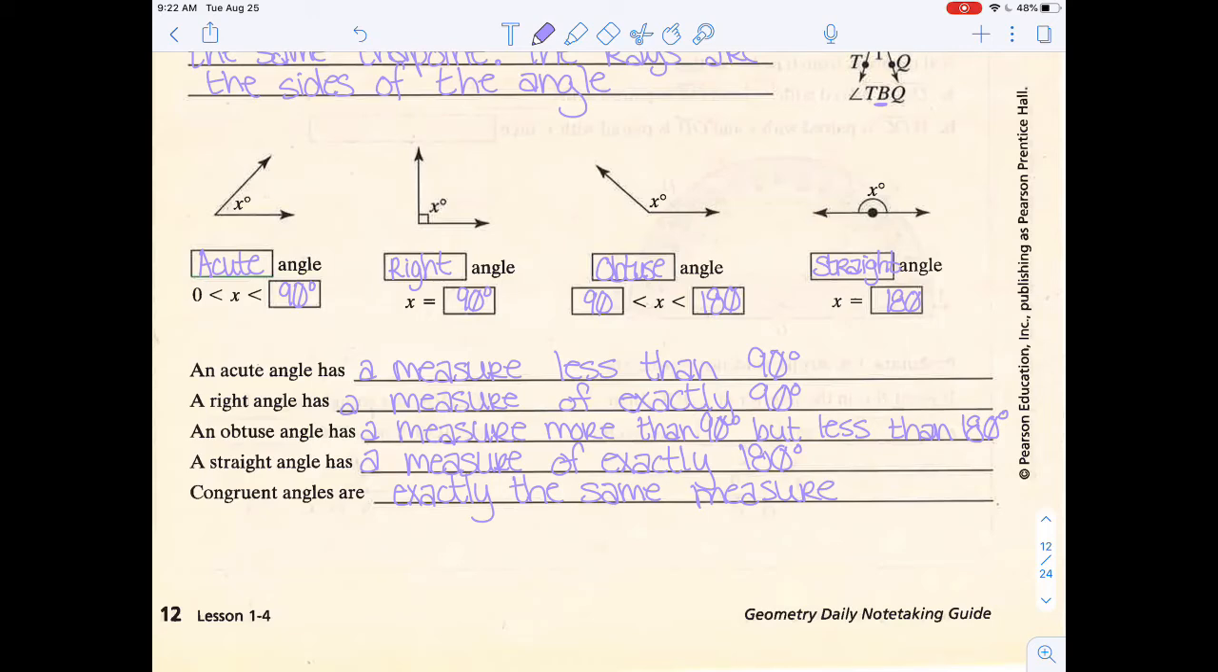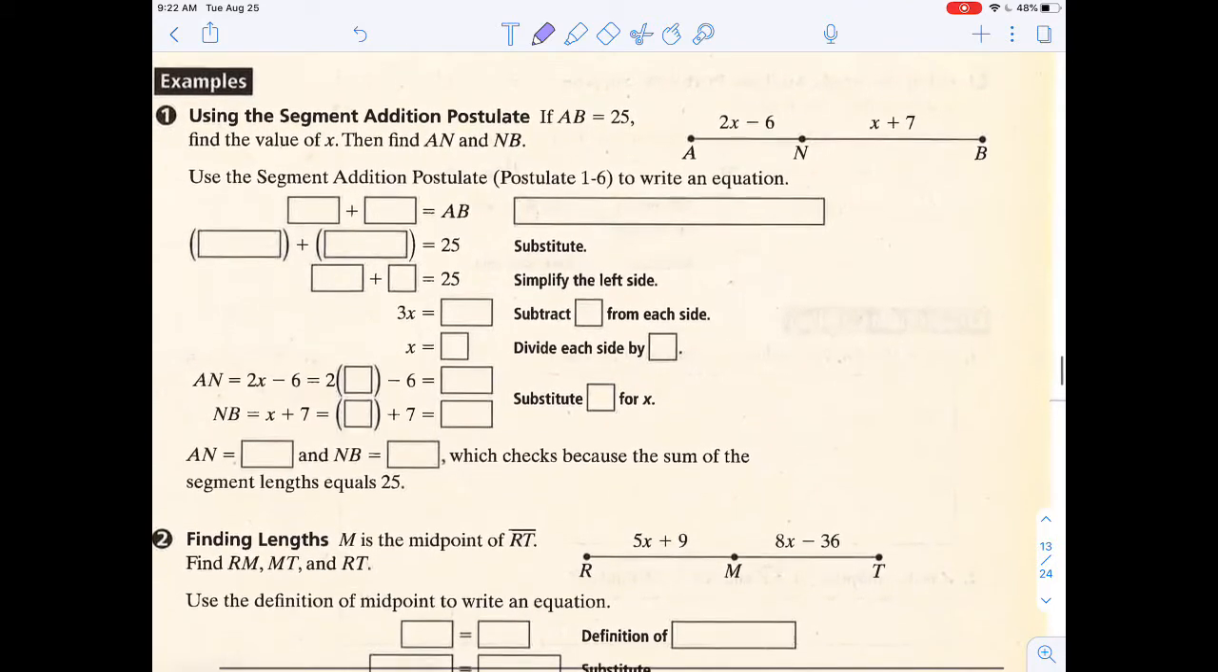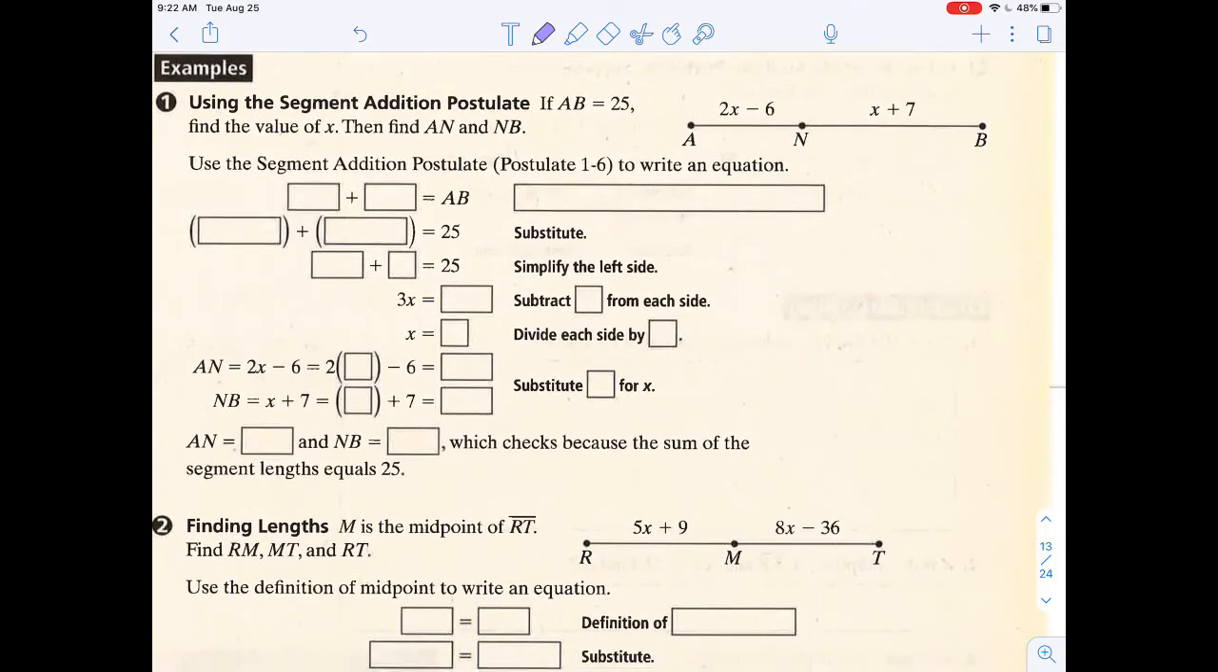Okay, let's jump into some examples. Example 1, we're using segment addition. So we know that to make up AB, we can take segment AN, which is this segment here, plus segment NB over here, and that'll add up to the whole segment AB. And we know this because of the segment addition postulate.